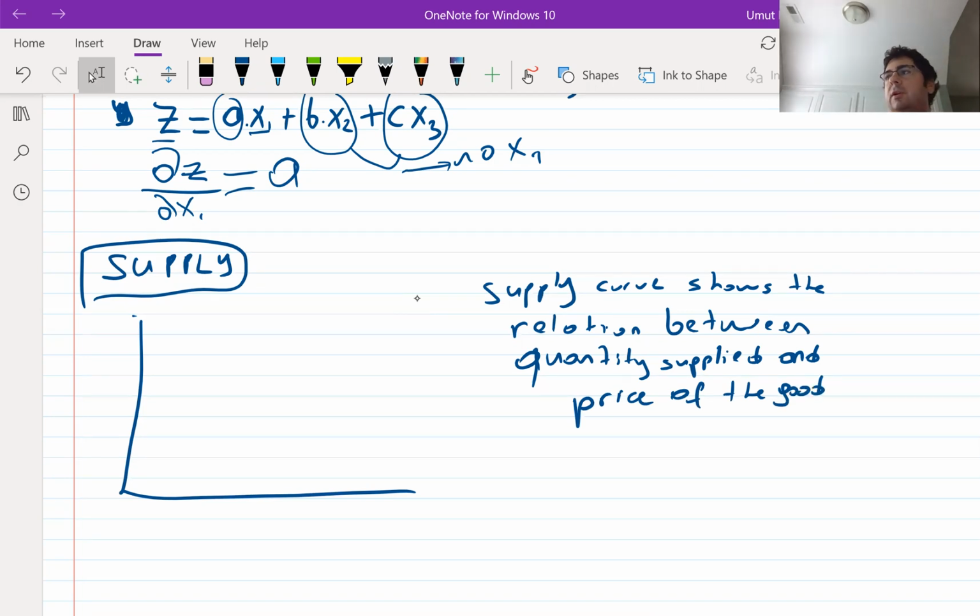Again, what I am doing is asking the firm how many units you would like to supply when the price is this much. And I ask this question for many different price levels. So the supply curve will be basically an upward increasing line. Here this part is price and this part is quantity supplied.